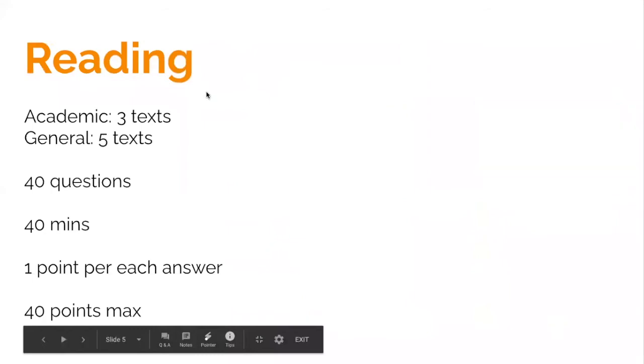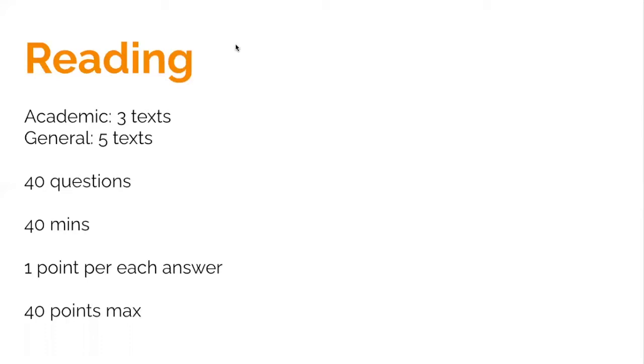As I said in the beginning, the reading part is different for the academic and the general versions of the test. On the academic exam, you have 3 big texts. They're usually about some scientific research, so the context is academic or educational. In the general version of the test, there are 5 texts. They are smaller and they are usually easier.